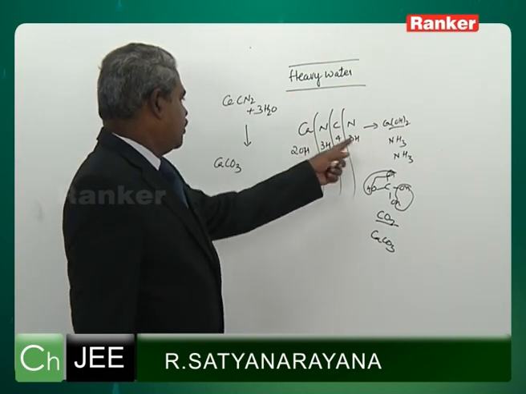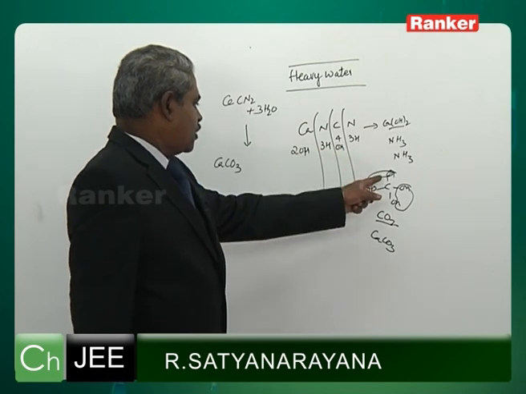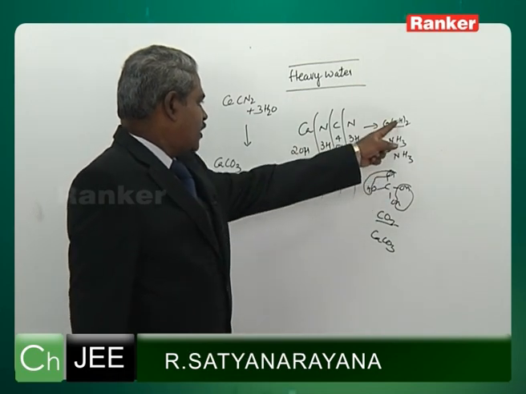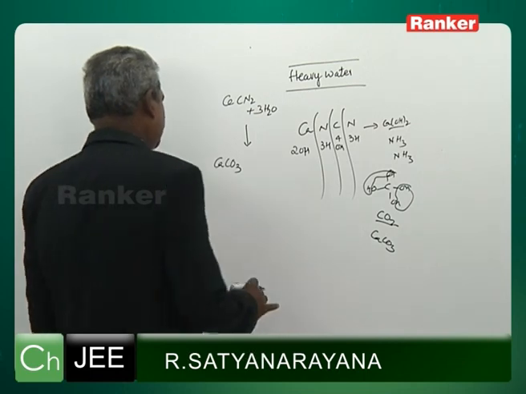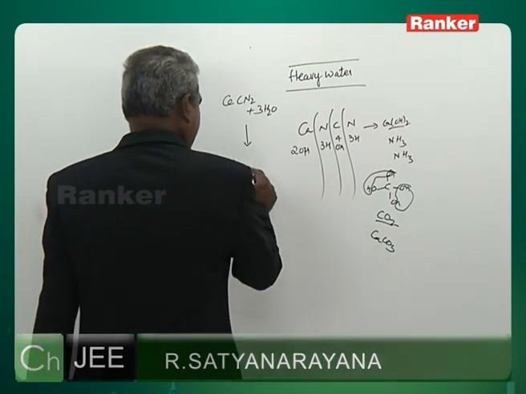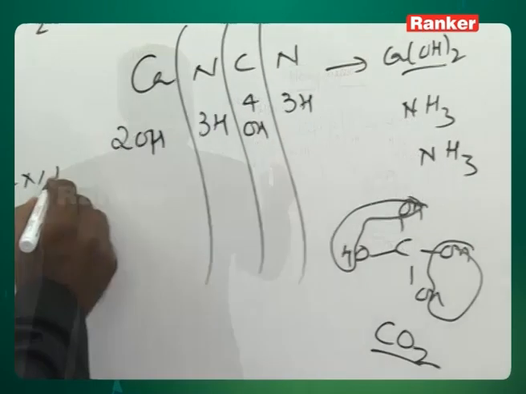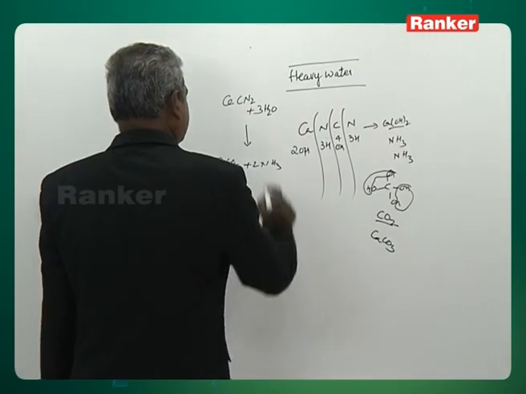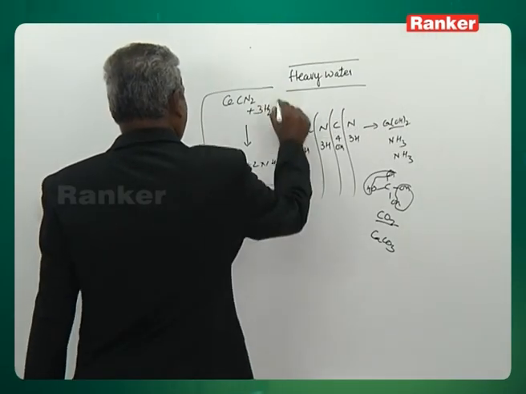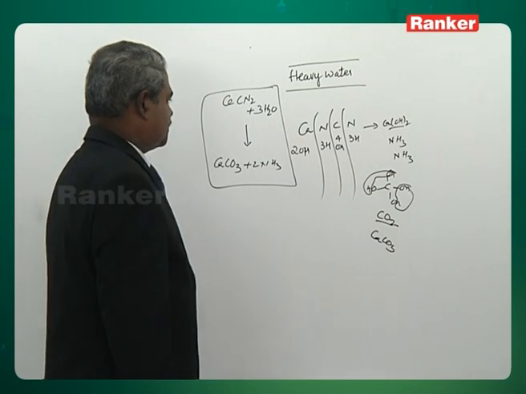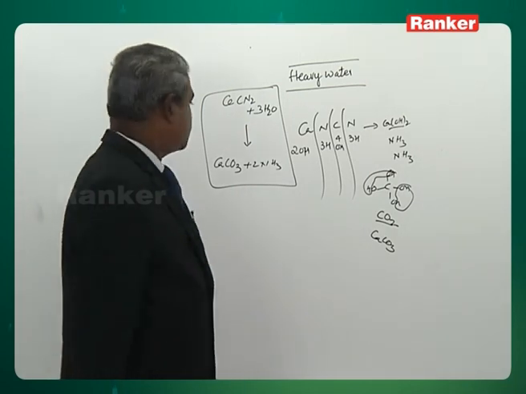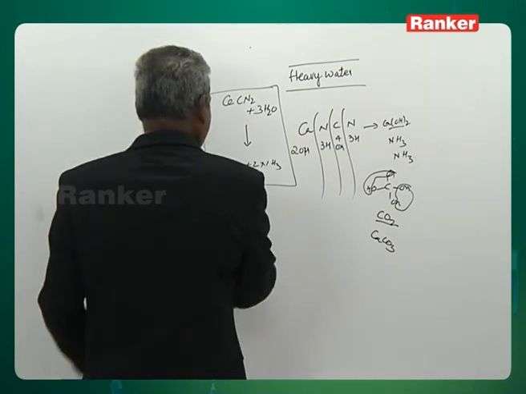6 H, 6 OH we have used here. 2 water are removed here. 1 water is removed here. So 3 H2O, CaCO3, and then 2 ammonia, 2 NH3. This is manufacture of ammonia by the cyanamide process. Calcium cyanamide on hydrolysis, reacting with water, gives ammonia.